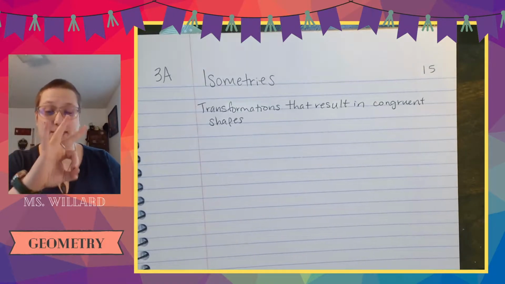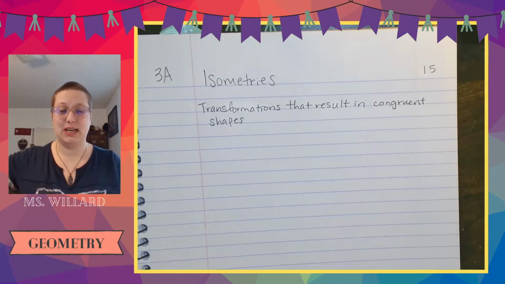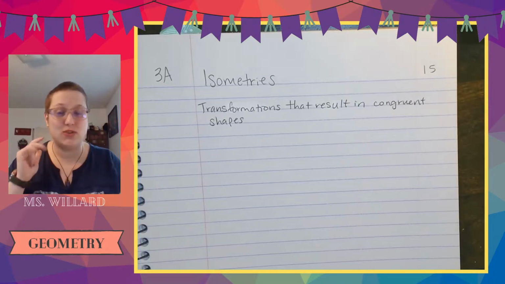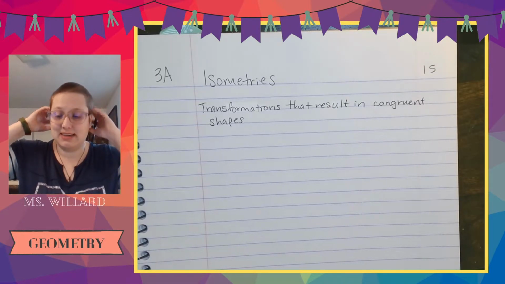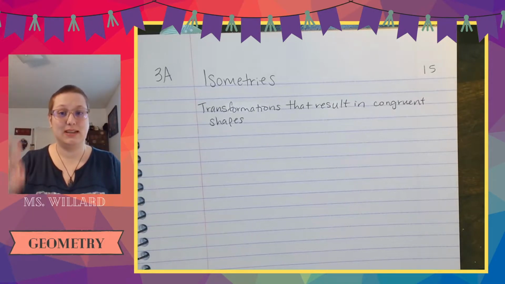So there's 3 types of isometries, and I'm going to try super hard to keep these on the same page, but I might take 2 pages. So just so you're mentally prepared for this, I have a lot to cover, and this doesn't even have any examples on it. So let's get started.